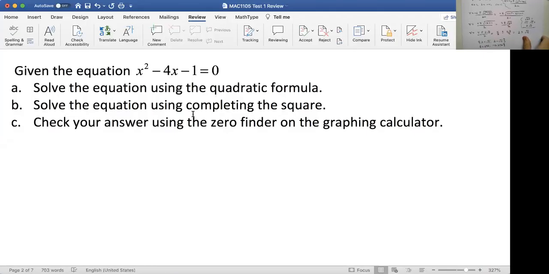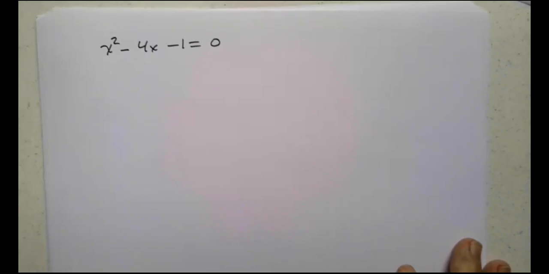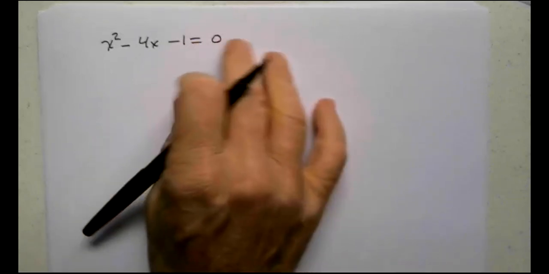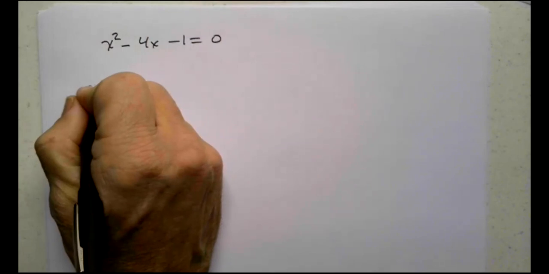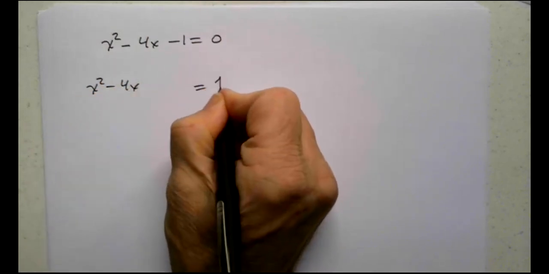Next, they want us to use completing the square. So let's see what that's going to be. Again, x squared minus 4x minus 1 is 0. So to complete the square, I need the x's on the left, I need the number on the right, so I'll add 1 to both sides, and this becomes x squared minus 4x equals 1.